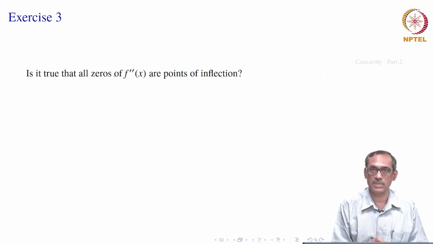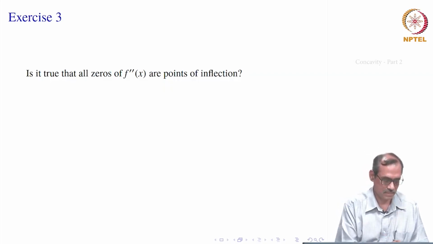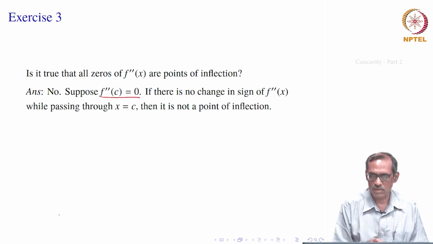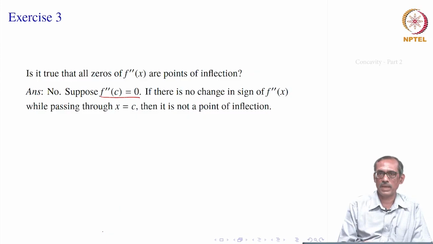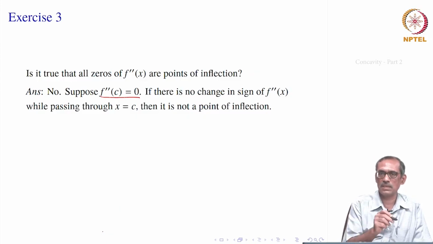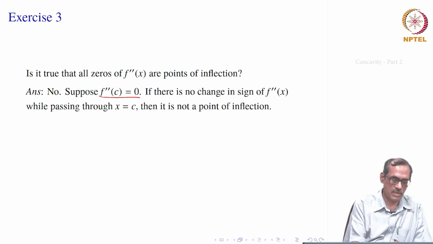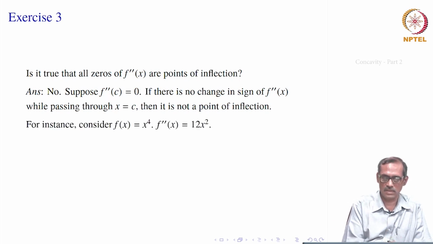Wherever there is a change of sign, those are points of inflection. That is what we say. Suppose f double prime of c equals 0. If there is no change in sign of f double prime of x while passing through x equal to c, that is, in the immediate left and right neighborhoods of c, then it is not a point of inflection; otherwise it is.